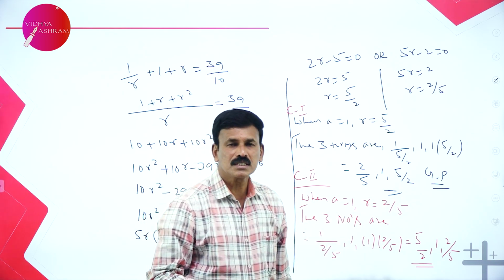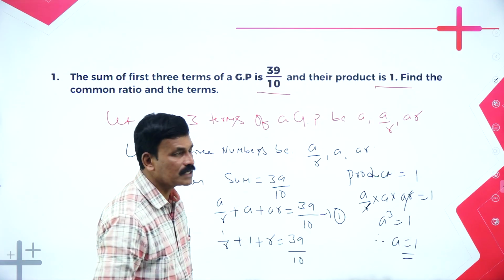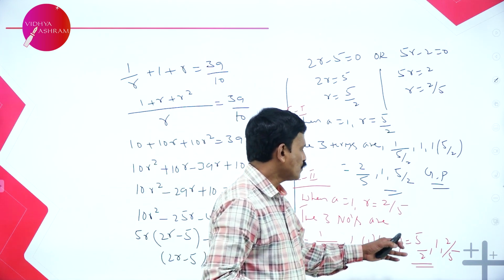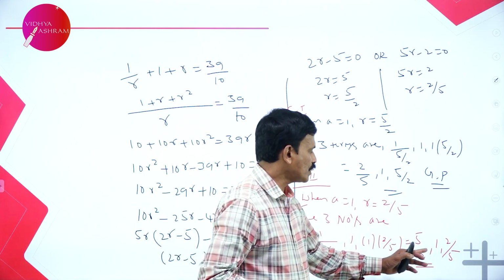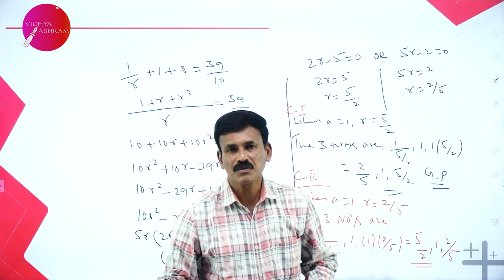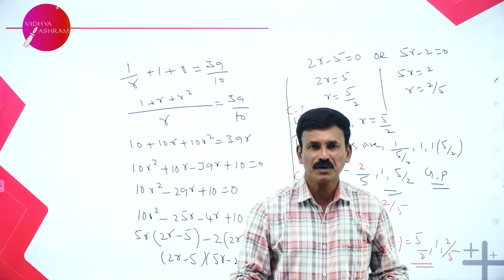That's all. These are the three terms of a GP whose sum is 39 by 10 and the product is 1. See, if you multiply 5 by 2 into 1 into 2 by 5, 5 gets cancelled, 2 gets cancelled, 1 into 1 into 1 is 1. That's it. This is how we are going to solve this problem. Hope you followed. Very important for 5 marks.